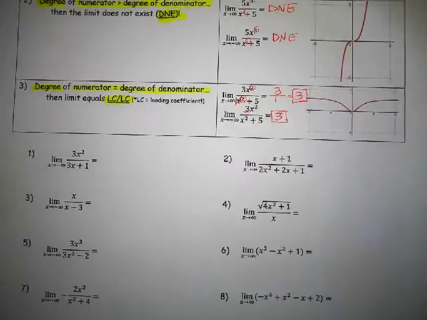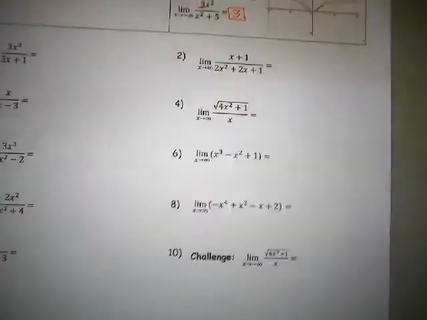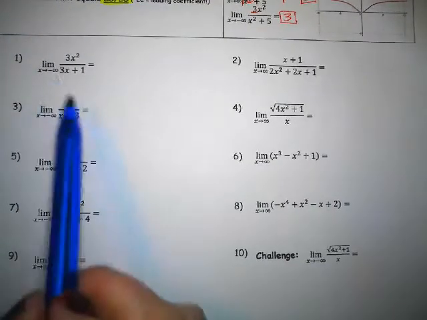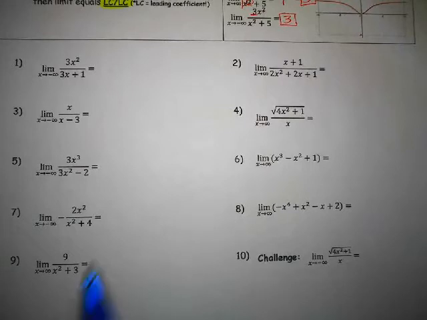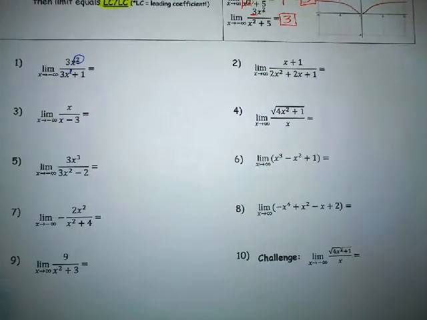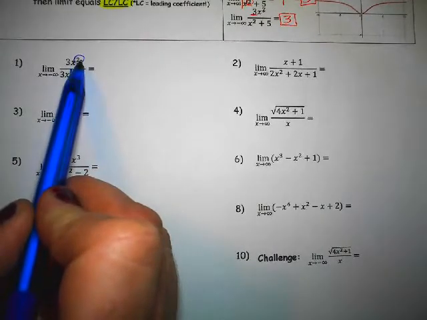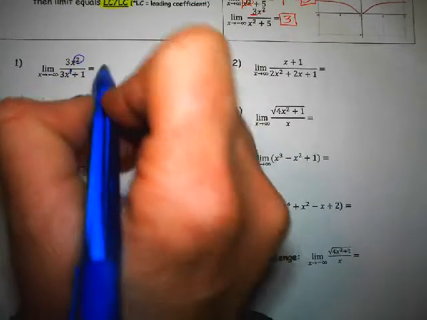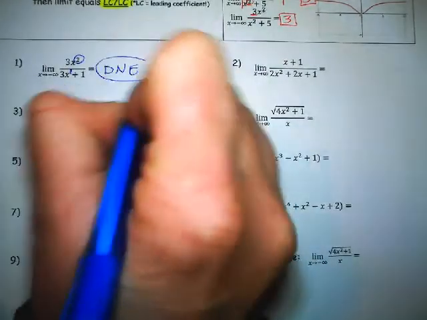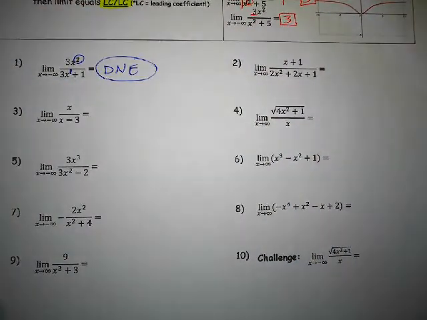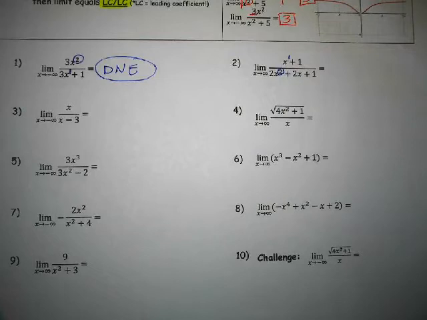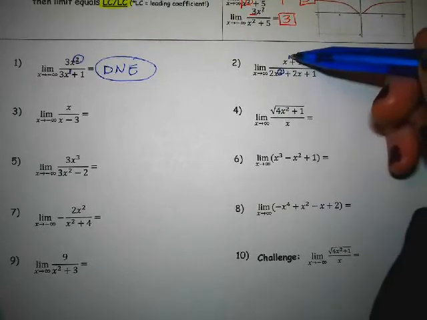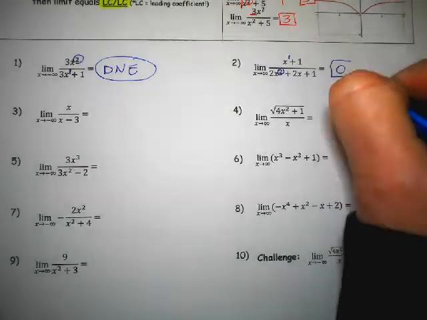So let's try these. We've got 10 problems to go through. Problem number 1. I notice immediately that all of these say either they're going to infinity or negative infinity. So I have to look at the degree of the numerator and the degree of the denominator. Numerator's bigger. So it's top heavy, I think. Does not exist. D and E. Let's try number 2. I'm looking at the degree of the numerator, which is 1, and the degree of the denominator, which is 2. So this time the top is smaller. Whenever the top is smaller, it's 0.